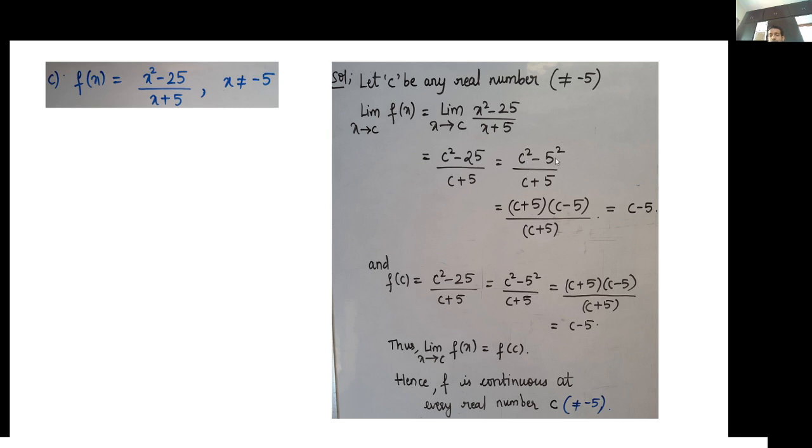The a square minus b square format means you can simplify it to a plus b into a minus b, that is c plus 5 into c minus 5 divided by c plus 5. Here both these terms c plus 5 get cancelled and you are left with c minus 5. You can just simplify this, not a problem, not an issue, okay? And the value of the function at c, f of c, will be, in place of x, you substitute c, that is c square minus 25 divided by c plus 5. After simplification again you will get c minus 5.